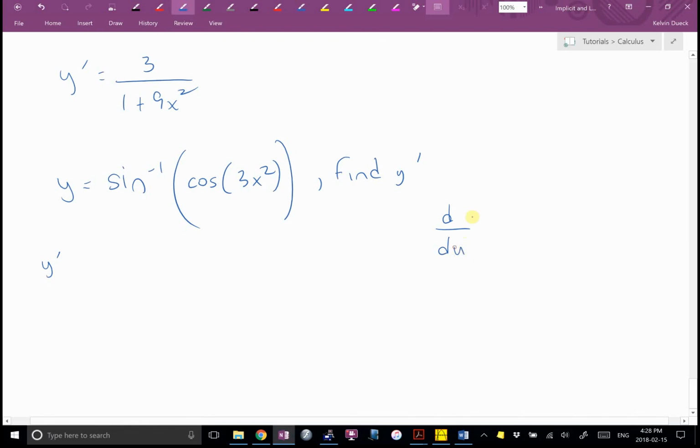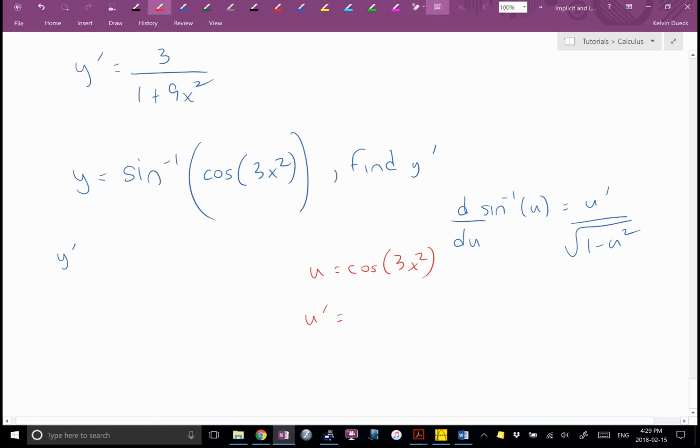Okay. You have this formula on your sheet, but I'll jot it down here. Apparently, d by du of inverse sine of u is u prime over the square root of 1 minus u squared. By the way, make sure you copy or substitute meticulously and carefully, because it's not like we can't make a dumb mistake there. Okay. In this question, then, what's u? Cosine of 3x squared. Yes? What's du or u prime? Okay. Negative sine, rewrite what's inside, times the derivative of what's inside. Technically times the derivative of x, if you continue the chain rule, but the derivative of x is just 1, and we quit there.